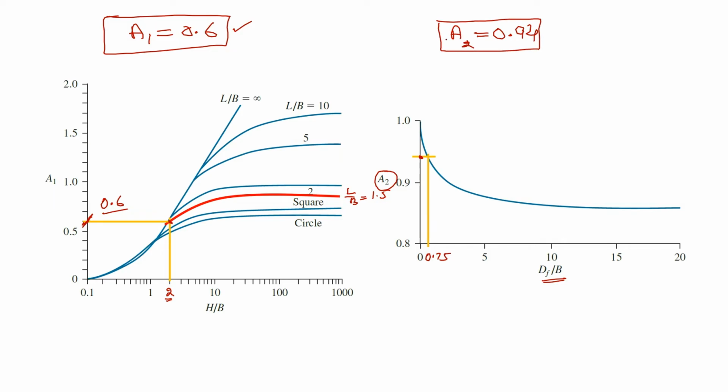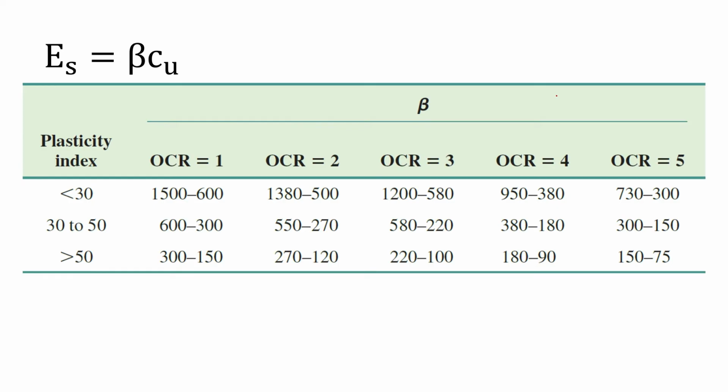Now we have only a single thing remaining, that is ES. To calculate ES, we are given the values of Cu and OCR and PI. In our question, OCR is equal to 2, PI is equal to 45. Using these two values, we will determine the value of beta, and this beta will be multiplied with the Cu to get the value of ES. We have Cu with us, but we don't have beta. To calculate beta, we can use this table. So basically, we will see our OCR value, where the OCR value of 2 exists. This is the OCR 2.